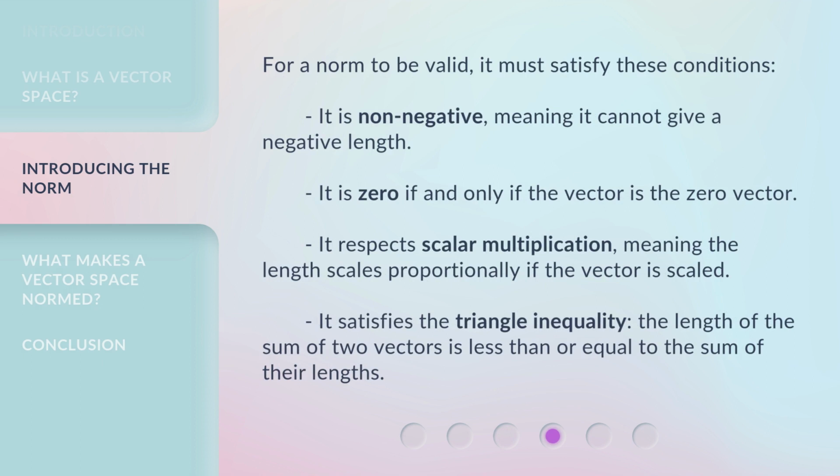For a norm to be valid, it must satisfy these conditions. It is non-negative, meaning it cannot give a negative length. It is zero if and only if the vector is the zero vector. It respects scalar multiplication, meaning the length scales proportionally if the vector is scaled. It satisfies the triangle inequality: the length of the sum of two vectors is less than or equal to the sum of their lengths.